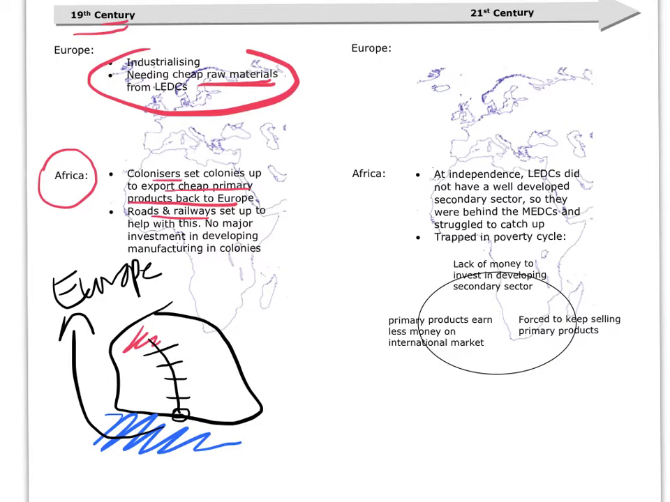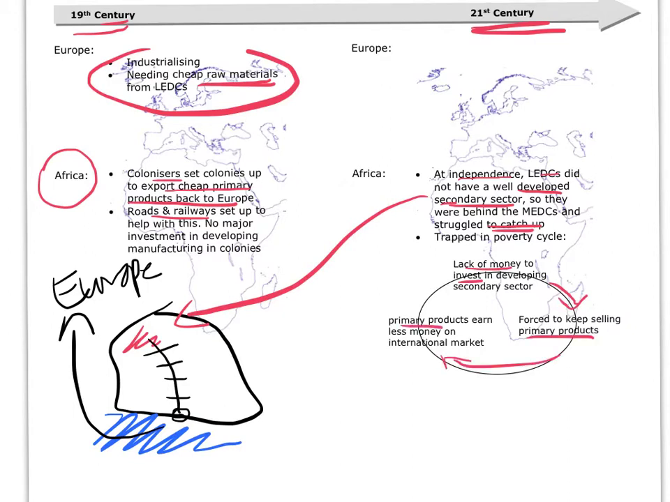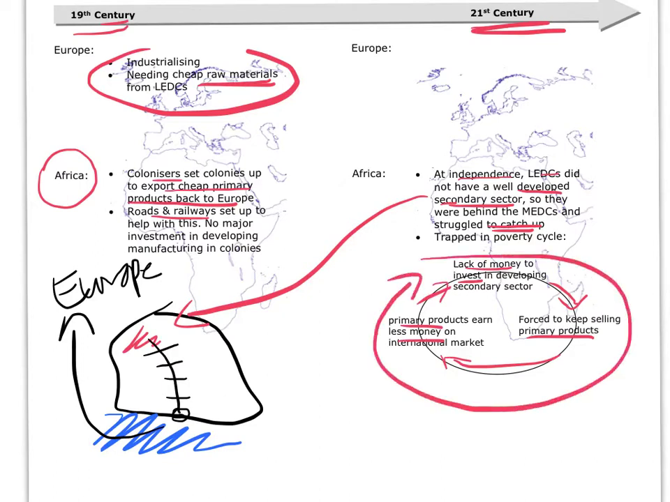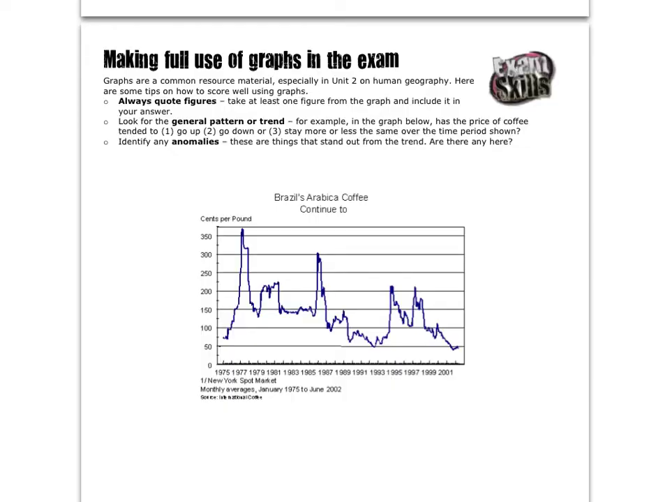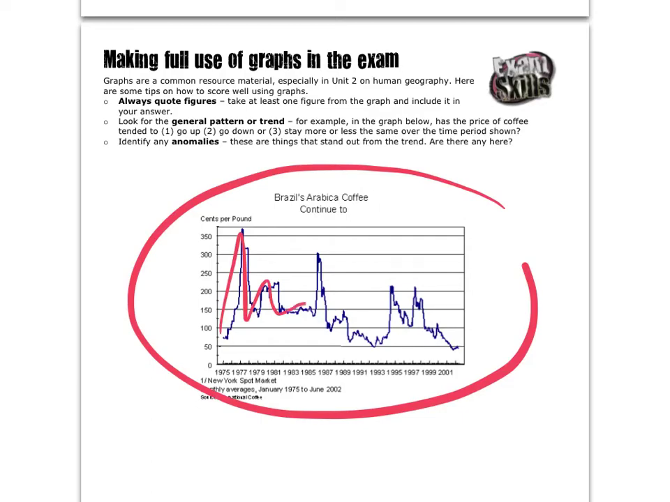By the time you get to the 21st century, at independence, the LEDCs didn't have the secondary sector developed because they were mostly exporting primary products. So they were behind the MEDCs and they were struggling to catch up. So it kept them locked in a poverty cycle. The lack of money to invest in the secondary sector meant that they had to keep exporting primary products. These earn less money, keeping them with a lack of money to invest, and this cycle keeps going around, keeping them trapped in poverty. And here's an example of the price fluctuation going up here for coffee.